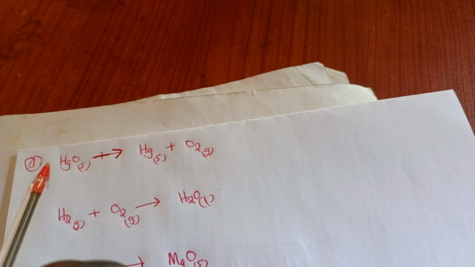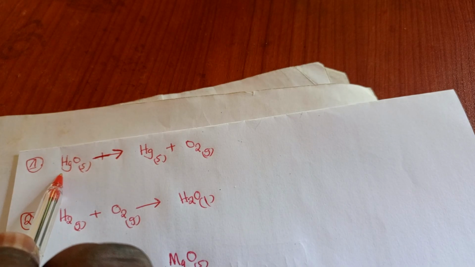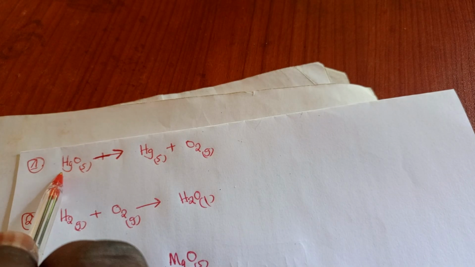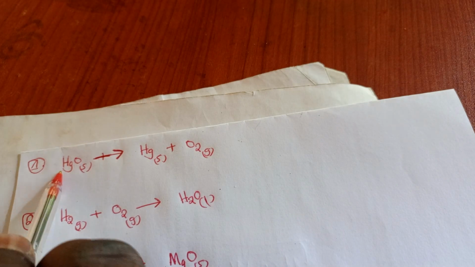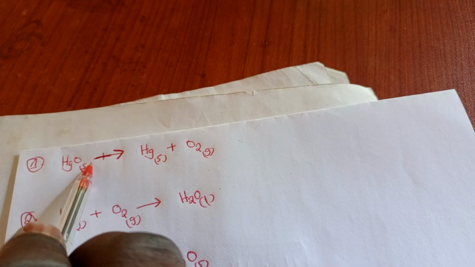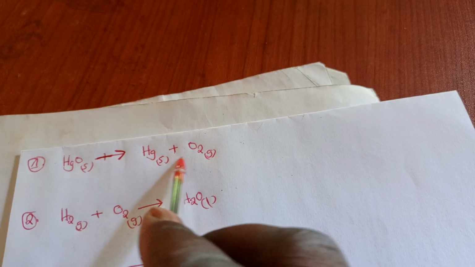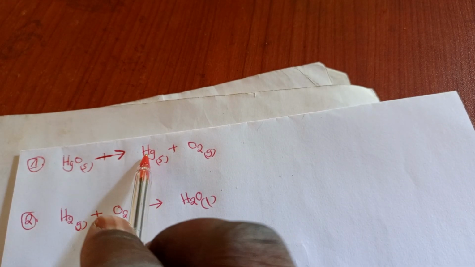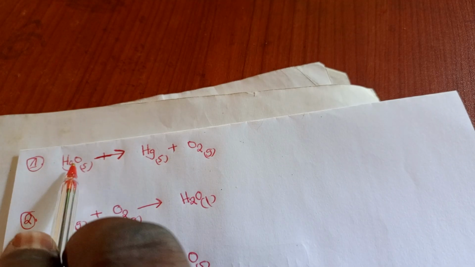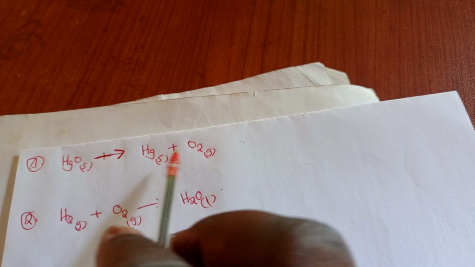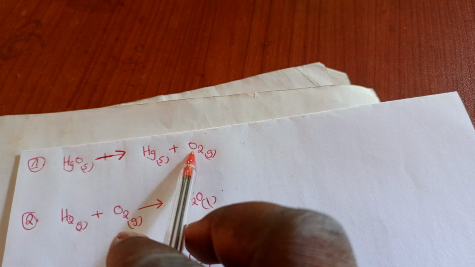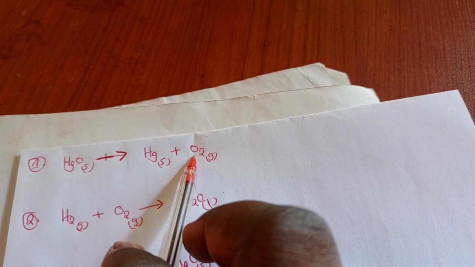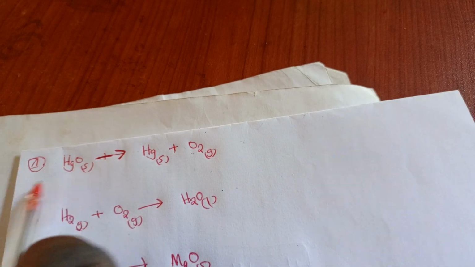So we check mercury. How many mercury atoms are here? As you can see, we have one atom of mercury on the left hand side. Then on this side, again, we only have one mercury. So mercury is balanced. Then oxygen: we have one here, then oxygen we have two. Since we have two atoms of oxygen here, this side also needs to have two.